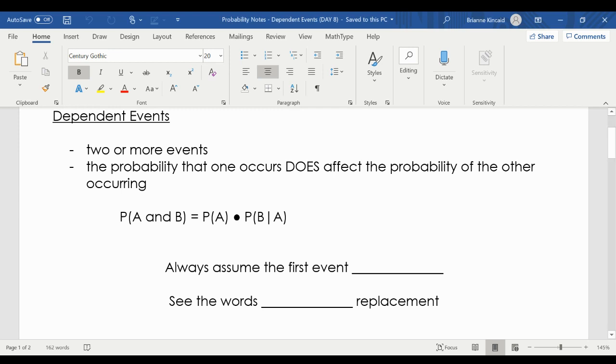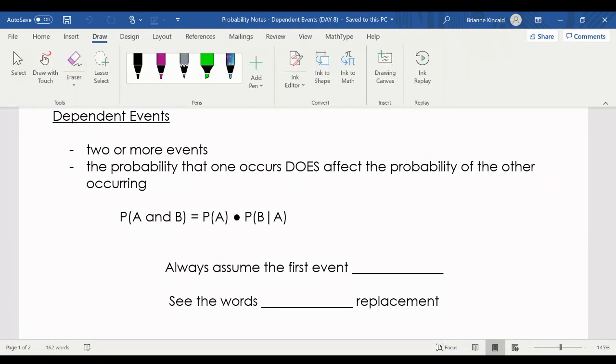Hey everyone, this video is to talk about dependent events. So dependent events are two or more events, just like independent, they're happening one after another. The probability that one occurs does affect the probability of the other occurring. That's why they're called dependent, because they depend on one another.